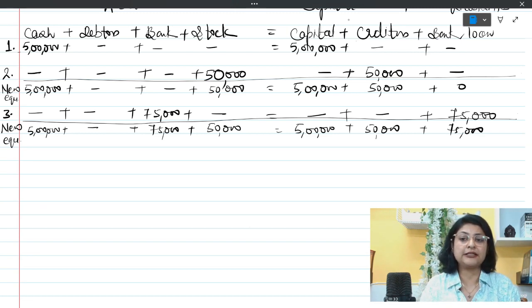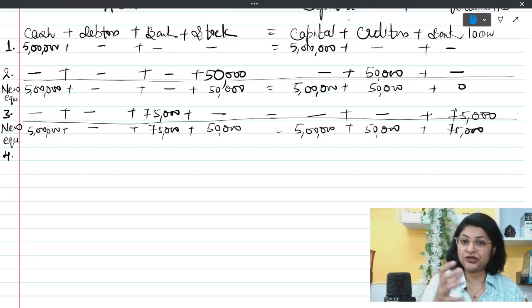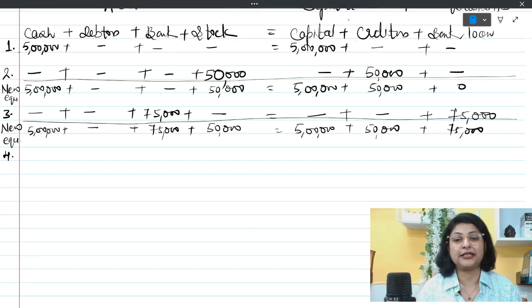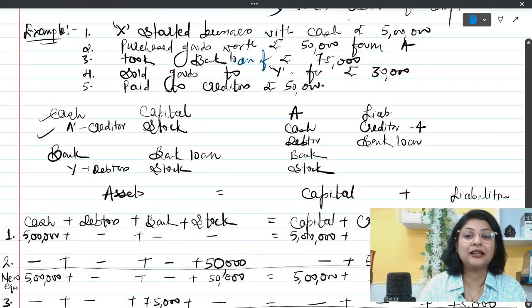So the total is coming 6 lakh 25 on both sides. You can total and see: 5 lakh plus 50,000 is 550. 550 plus 75 is 6 lakh 25,000 on the asset side, and on the liability side also we are getting the same total. So each time we have to see whether this new equation is tallying or not. Now let us go to the last transaction. There are two more transactions.